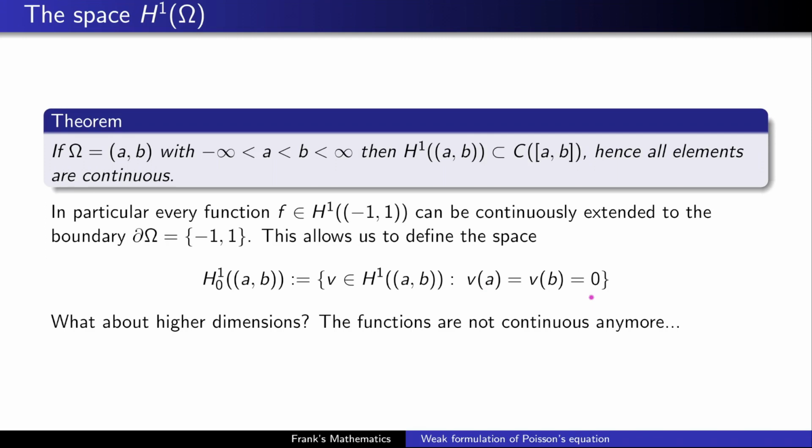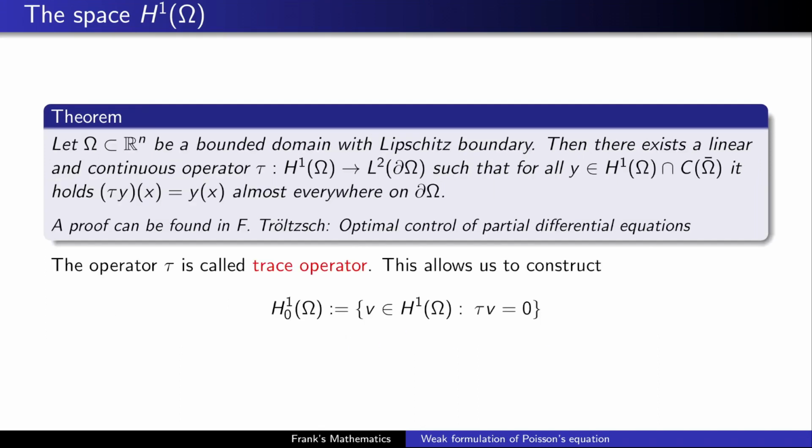The question is now, okay, in 1D it's easy. We continuously extend them, define the space, everything is good. But what about higher dimensions? In higher dimensions, well, the functions are not continuous anymore, so we cannot just extend them. So what about this case? For higher spatial dimensions, we have to work a little bit more and go a little bit more into technical details. So here's the theorem we're going to need to establish our space H01.